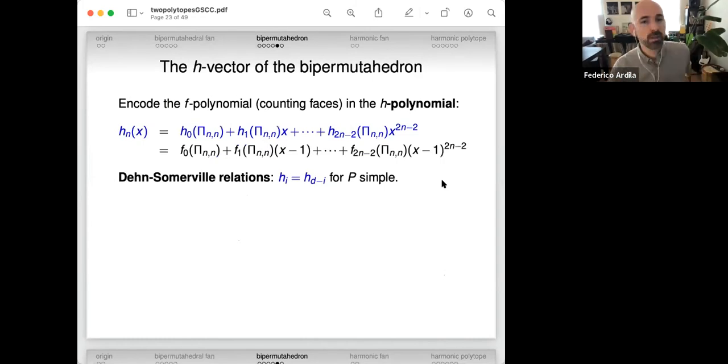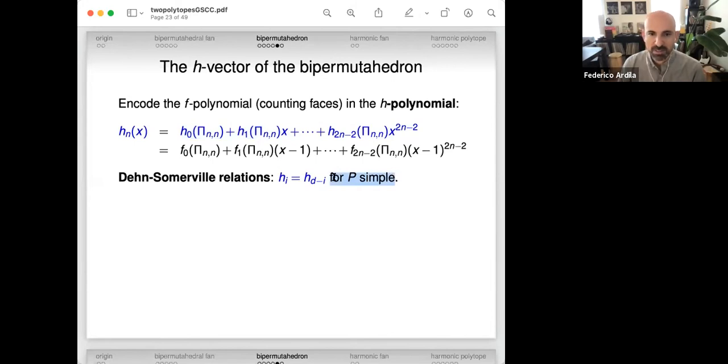One thing that is useful sometimes is to do this change of variables, where you take the f vector, you put it into a polynomial, but instead of putting powers of x, you put powers of x minus 1, and then you get some other sequence, which is basically a simple transformation, right? You can get f from h, you can get h from f. When you first see this, it doesn't seem very interesting at all. Like, what are you doing there? But the reason that this is a lovely transformation to do is, and I would say it's only lovely if your polytope is a simple polytope.